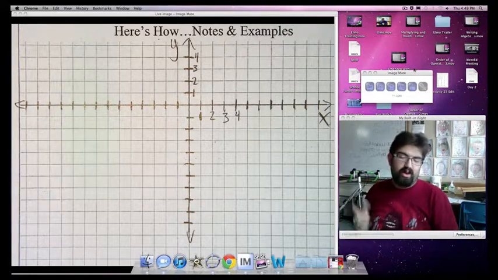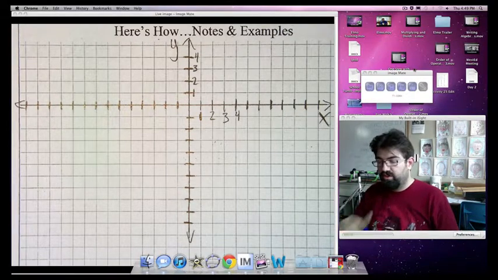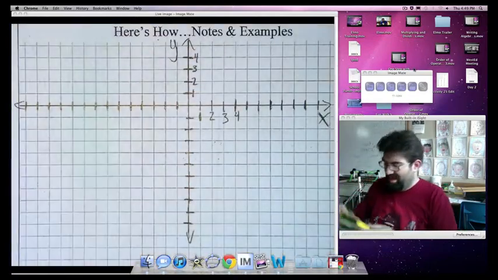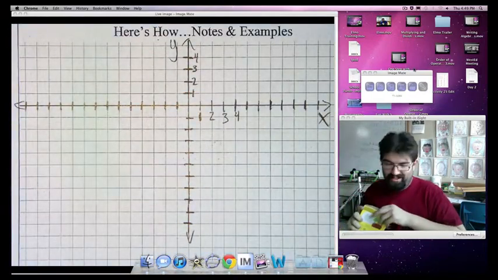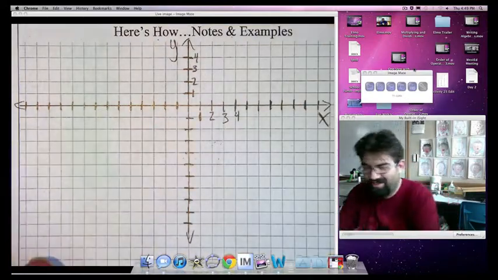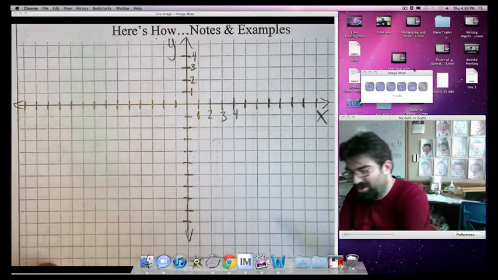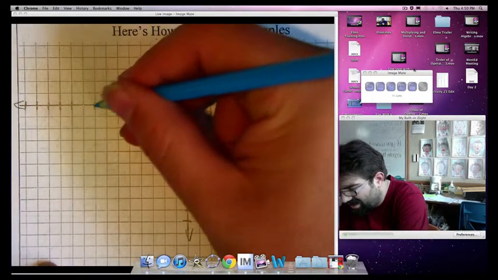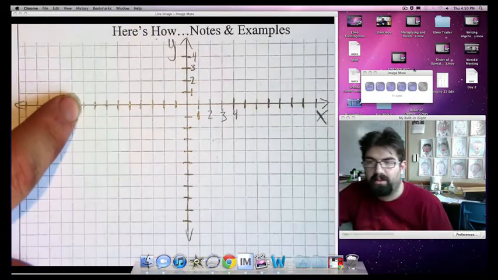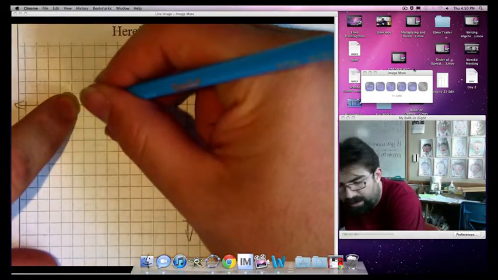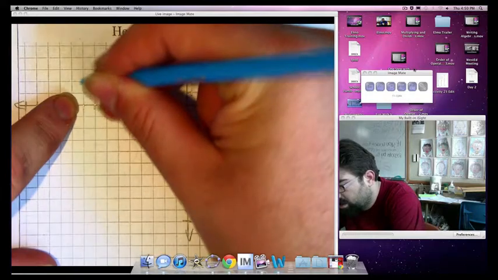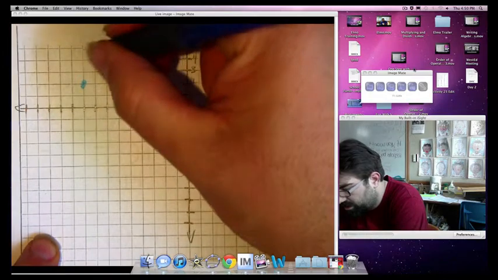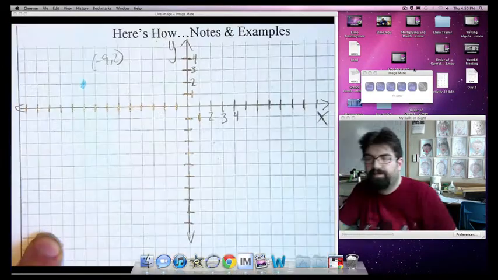All right. So I want negative, if you look on your other notes, -9, 2. So I'm going to remember, I got these fancy color pencils. Oh yeah. Fancy color pencils. -9, 2. Here we go. 1, 2, 3, 4, 5, 6, 7, 8, 9. So there's my point. -9, up 2. 1, 2. So that is -9, 2. And I'm going to put this right there.